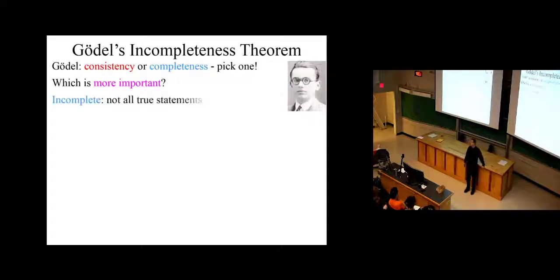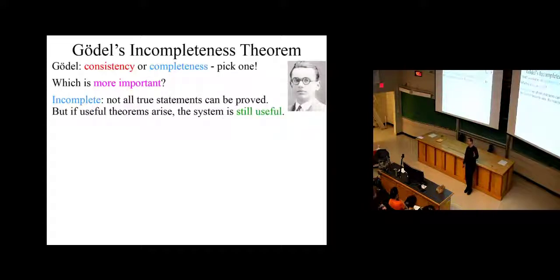Now, why is consistency so important? He showed us you can't have both consistency and completeness. Which do you think is more important, for a mathematical system to be consistent or for it to be complete? Complete being every true thing can be proven. What do you say? You might say completeness is more important than consistency. You shouldn't be able to prove false things, but if you can't prove everything, it's still okay.